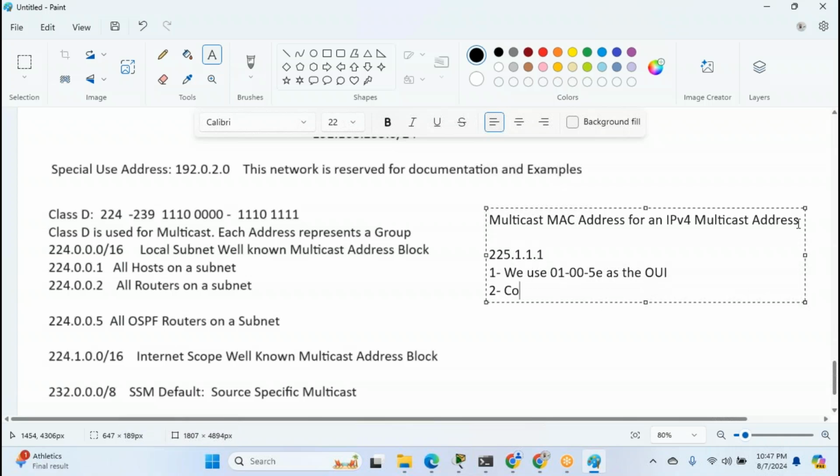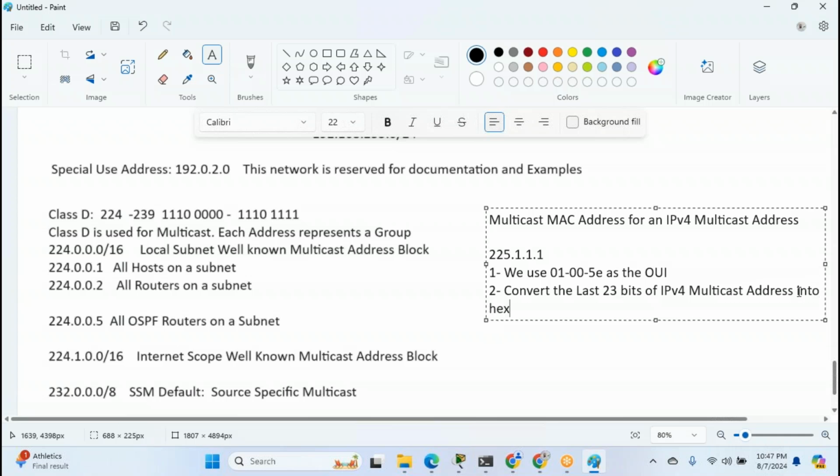Second step, convert the last 23 bits of the IPv4 multicast address into hexadecimal numbers.